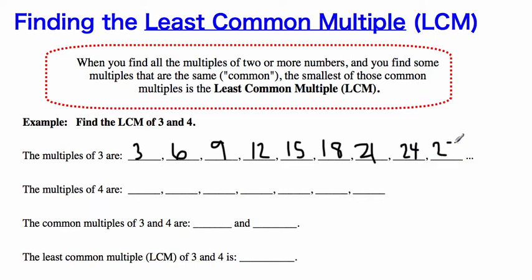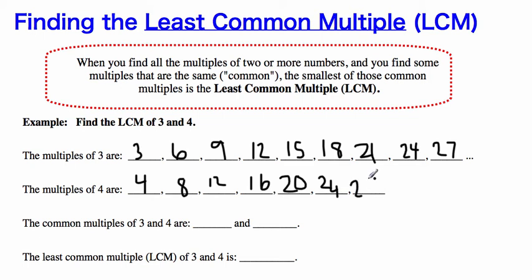Now, you're going to wonder, okay, when do I stop? I could keep listing multiples of 3 forever and ever. Remember, you're trying to find the least common multiple. So just use your better judgment, use your number sense to know that you don't need to keep making these lists go on and on. So multiples of 4 are 4, 8, 12, 16, 20, 24, and 28.